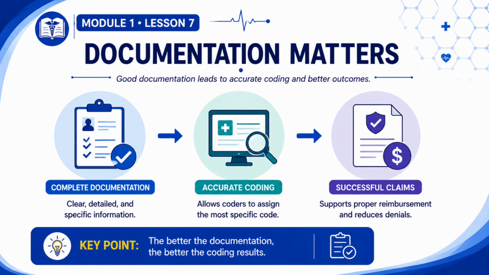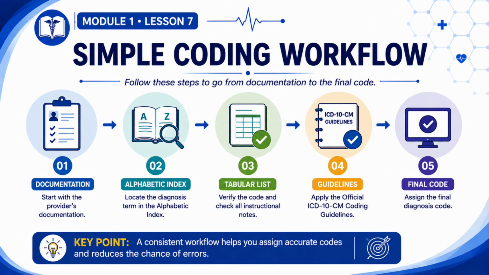The quality of the provider's documentation directly affects the quality of your coding. Complete documentation helps you assign accurate diagnosis codes, while missing or unclear information can make selecting the correct code much more difficult. A simple workflow can help you code accurately every time. Start by reviewing the provider's documentation. Next, locate the diagnosis in the alphabetic index, verify the code in the tabular list, apply any applicable coding guidelines, and then assign the final diagnosis code.